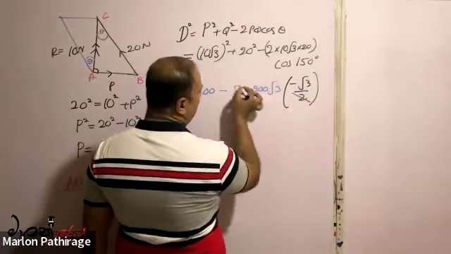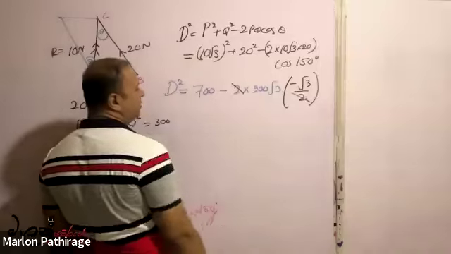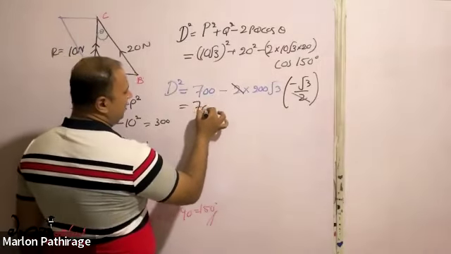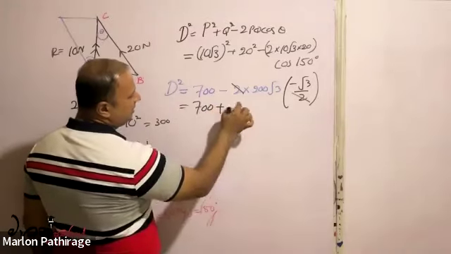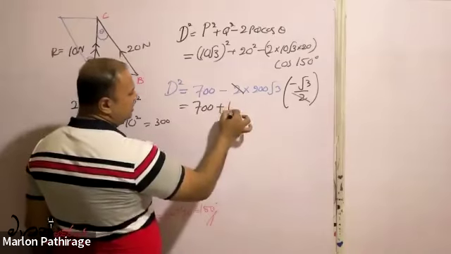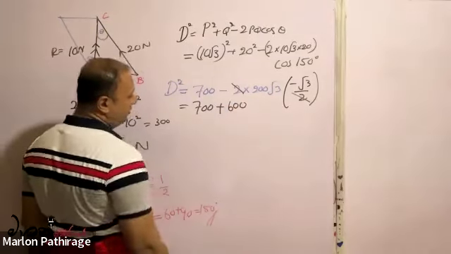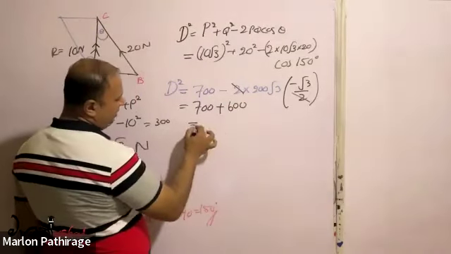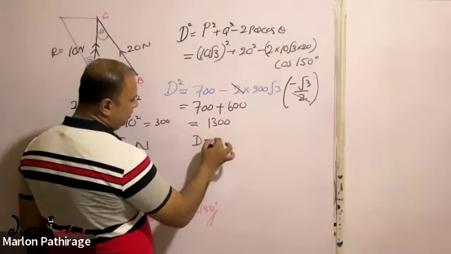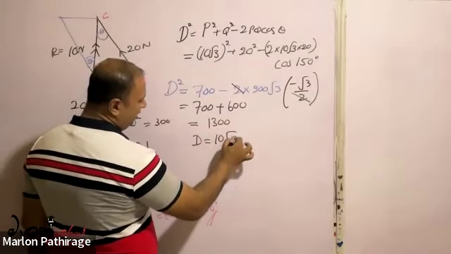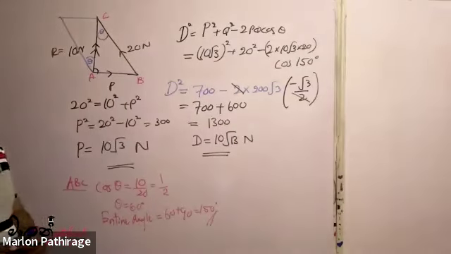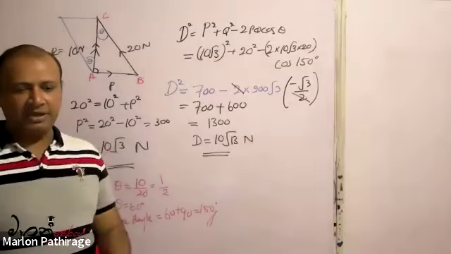Then this cancels with this, and the root 3 becomes plus. So we get 700 plus 200 times 3, which is 600. Therefore D is equal to 10 root 30 Newton.